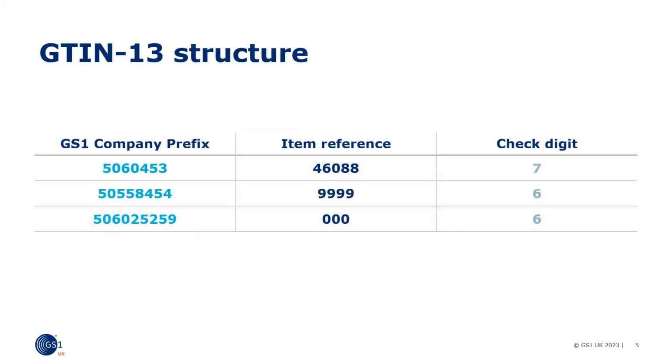Here we can see the structure again with different length GS1 company prefixes. The shorter the prefix, the longer the item reference element. Different length prefixes provide different numbering capacities. The shorter the prefix, the more GTINs that can be created from it.